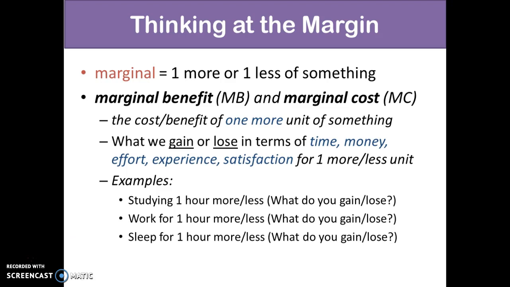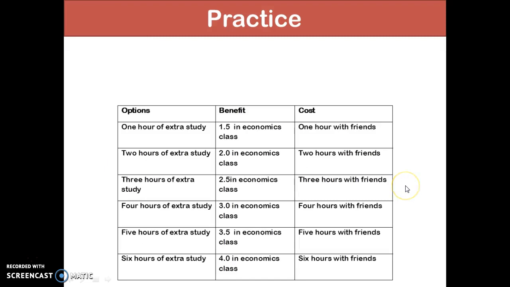Whereas benefit and cost deal with the overall satisfaction, time, money, skill that we gain or we lose from a decision, marginal is going to be focusing on what a little bit more do we get or do we lose as a result of a decision. So some examples would be like for work. If you work for one more hour, you can get your pay for one more hour. That's a marginal benefit.